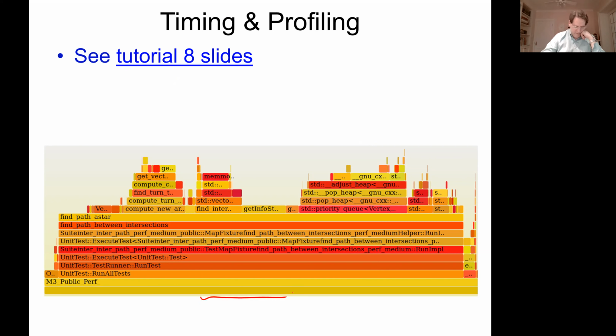So it basically says the public performance test. This is basically a bunch of test setup code. And that test setup code calls a bunch of setup functions. And eventually we start calling find path between intersections, which is our find path function, which calls the A-star version of it, because we wrote a few different versions. And now the interesting part is, where does the CPU time go in the helper functions? A lot of it for us is in the priority queue. A bunch of it is in getting info about street segments and so on.